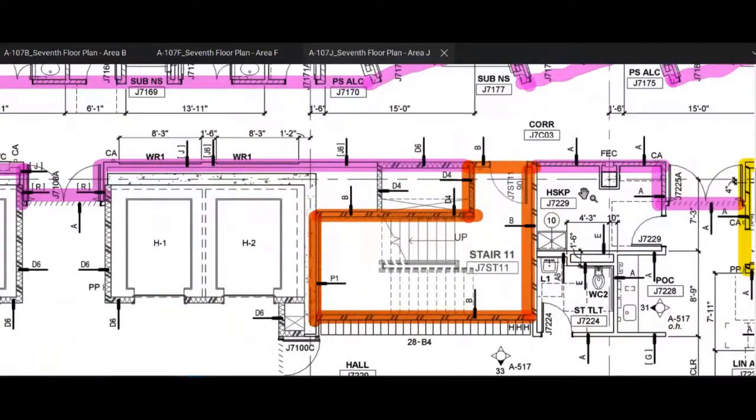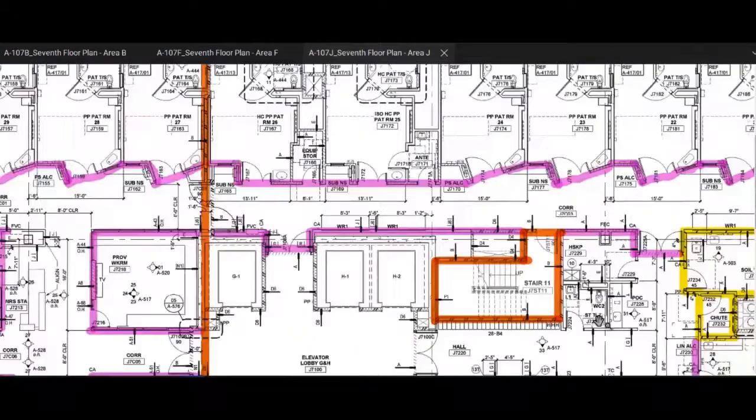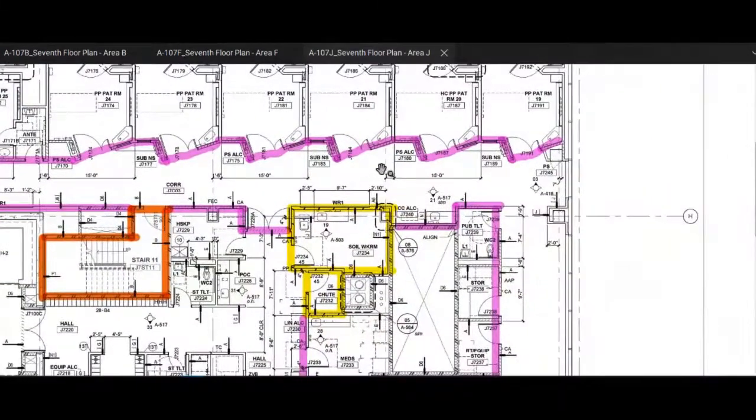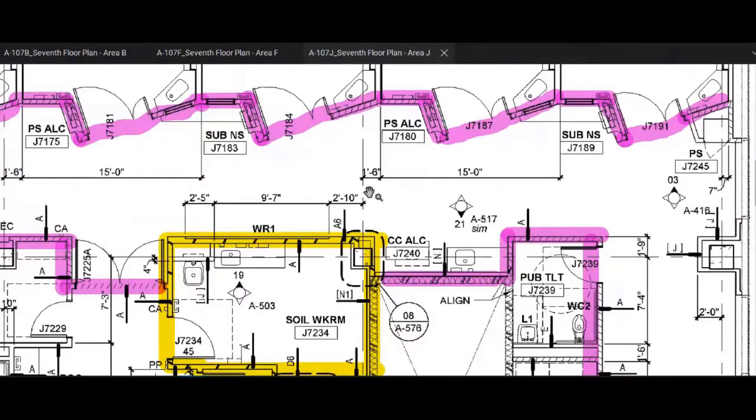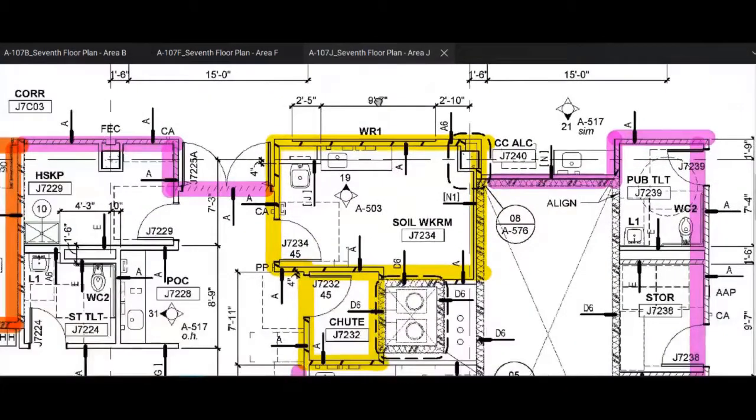Here's the last part of the building, which shows the horizontal and vertical exit, my other fire barriers and smoke partitions, and I can visually confirm that the doors within those have the correct rating or not.